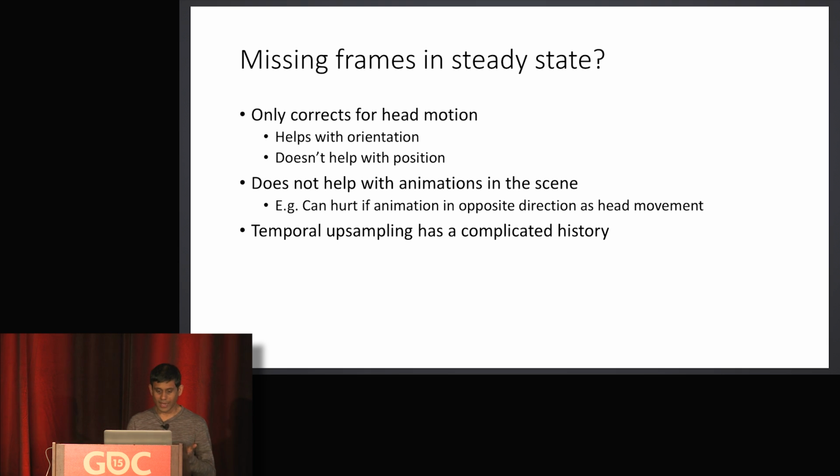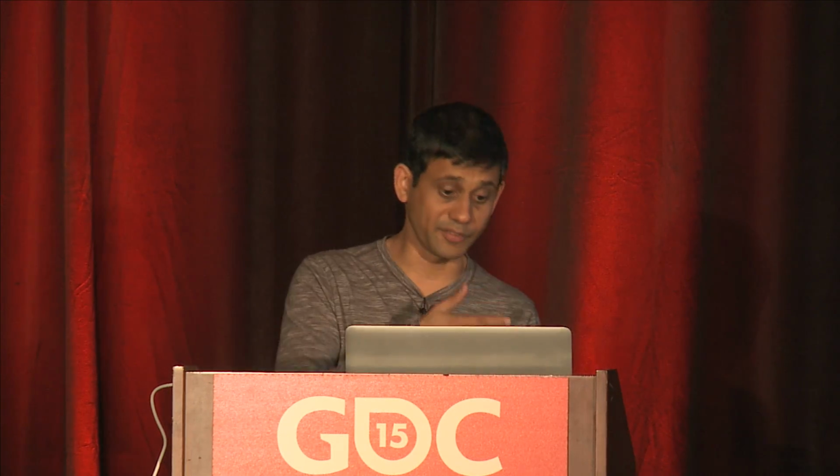ATW does not help with the animation in the scene. So if you have animation and you're running at a lower frame rate, those things will impact what you see in the headset. And in some cases, it actually hurts. If the animation direction is opposite to the direction of your head movement, you will have things go back and forth, because ATW is pushing it in one direction and the animation, happening at a lower frame rate, is moving the objects in a different direction.